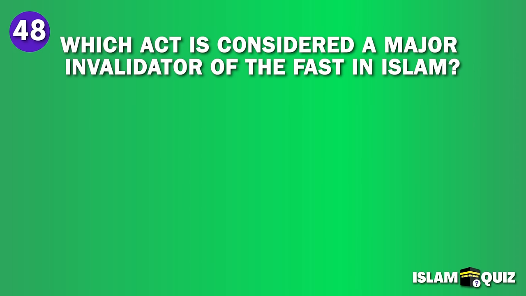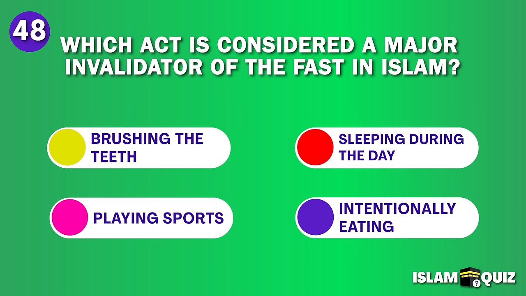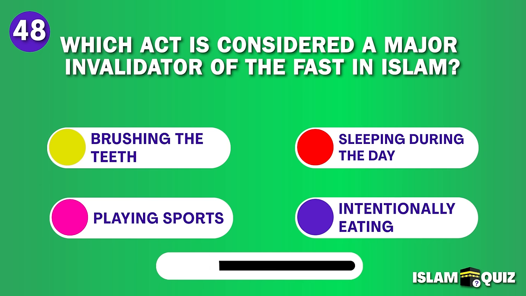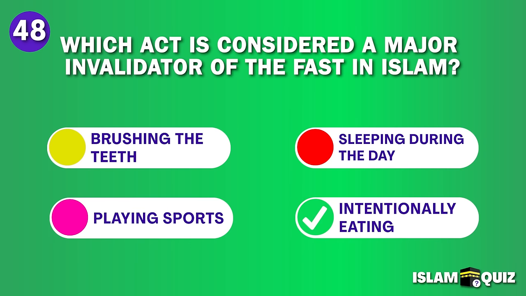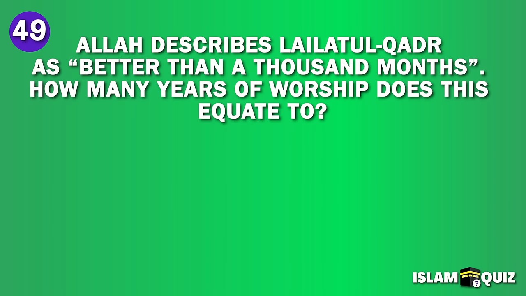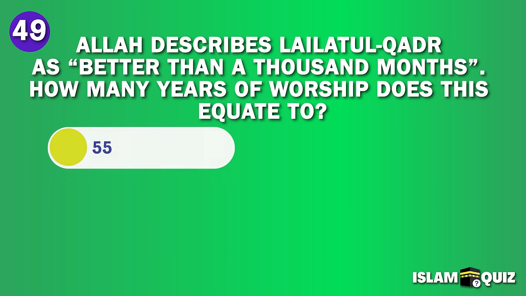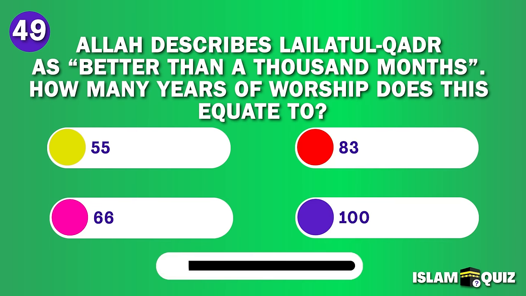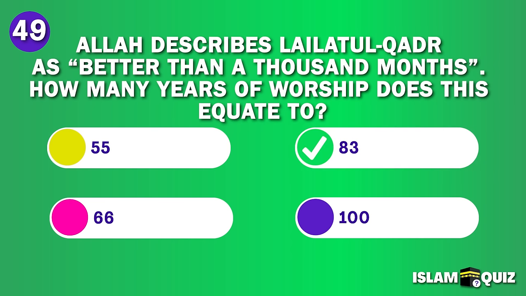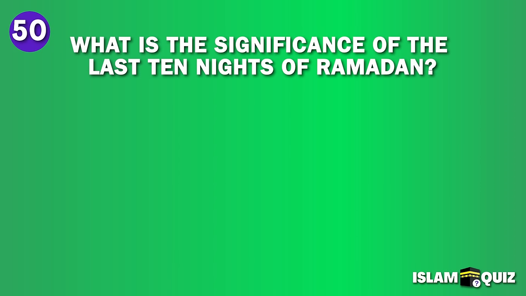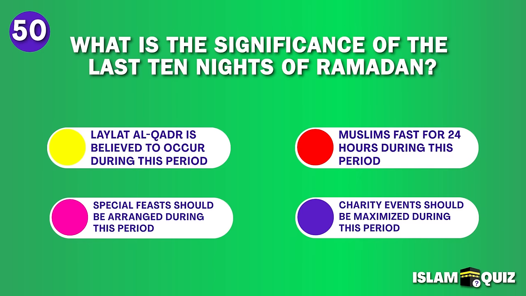Which act is considered a major invalidator of the fast in Islam? Intentionally eating. Allah describes Laylatul Qadr as better than 1,000 months. How many years of worship does this equate to? 83.